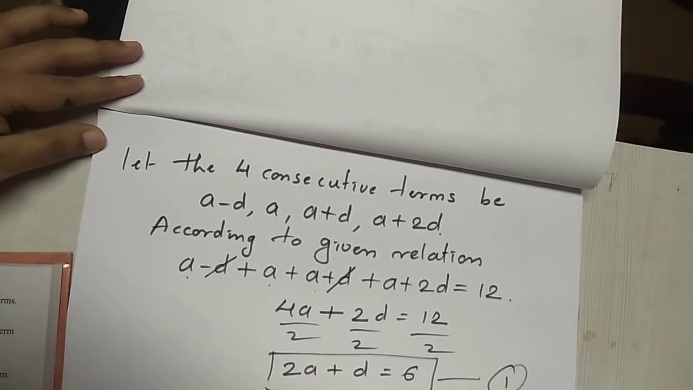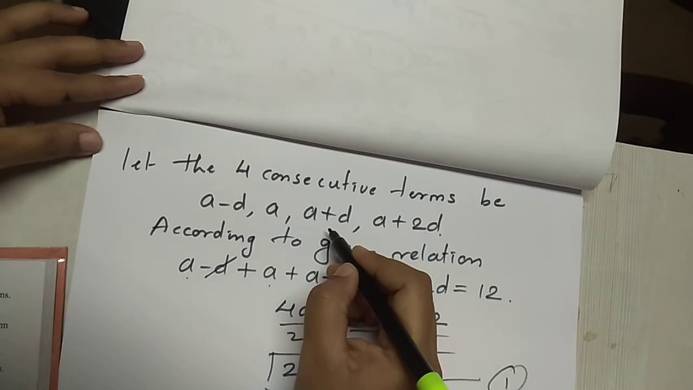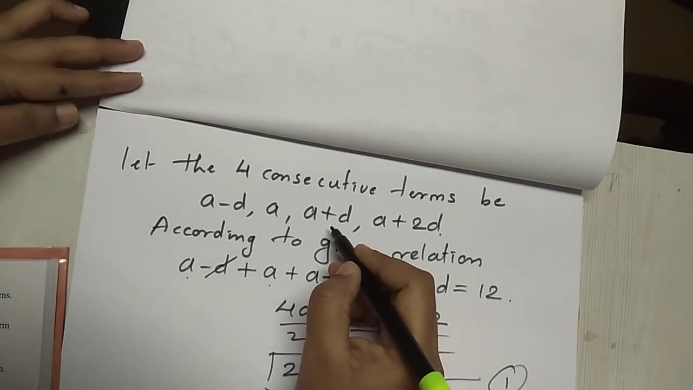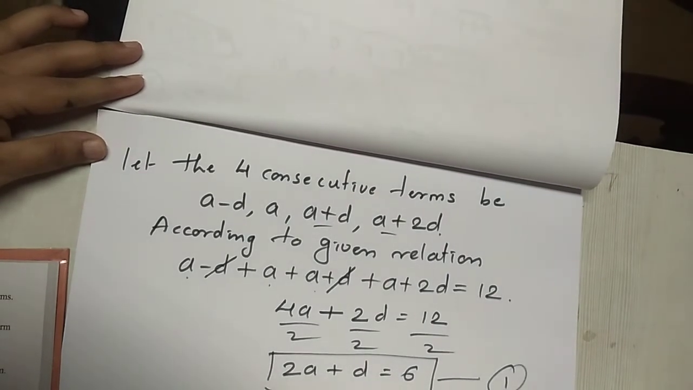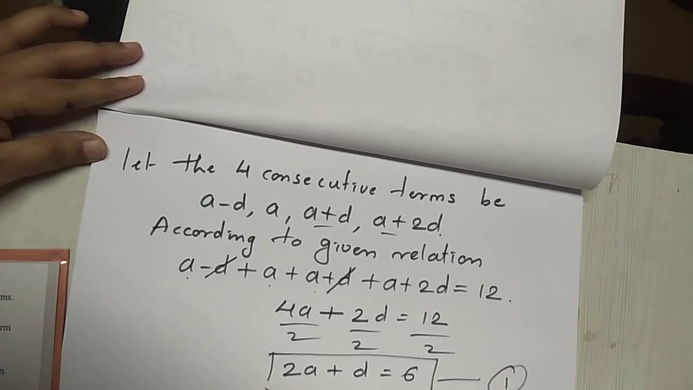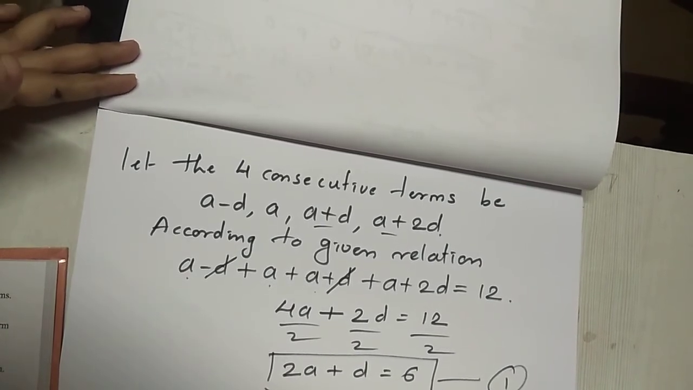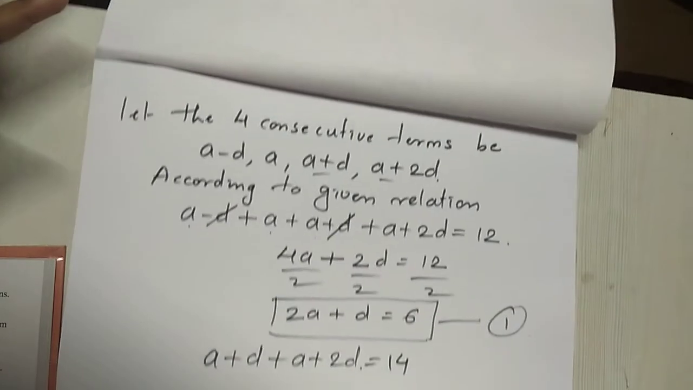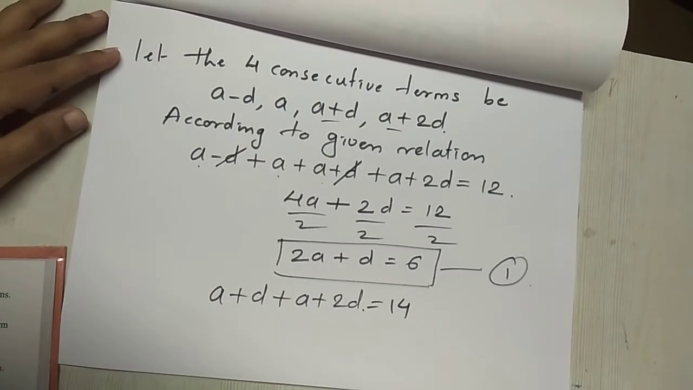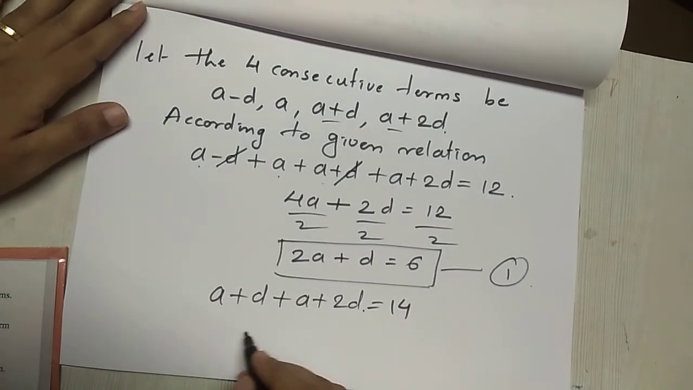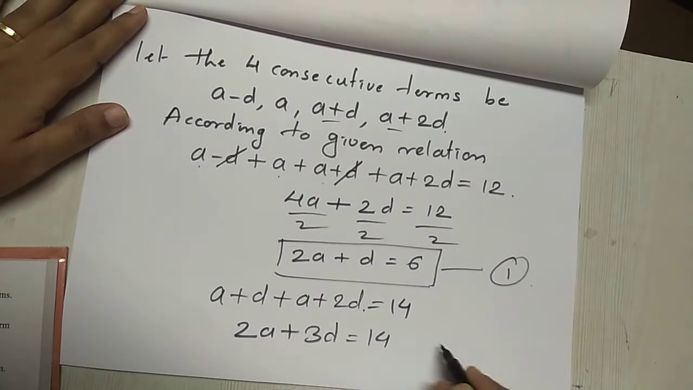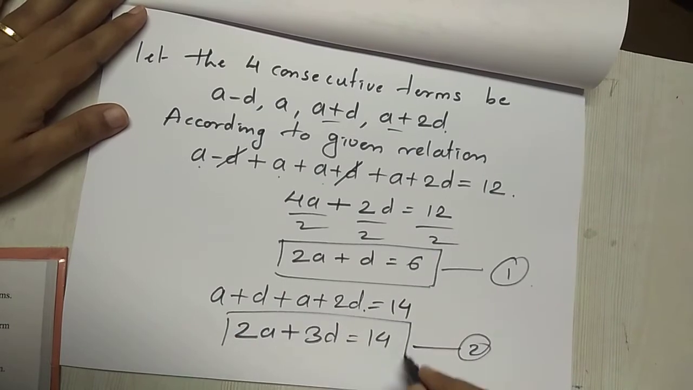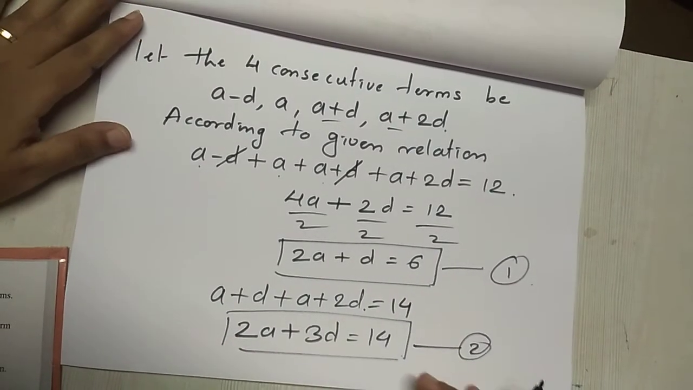Okay, now the second relation which is given is that the total of the third and fourth term is 14. So the third term is a plus d and the fourth term is a plus 2d. The total is given as 14. So this will be 2a plus 3d equal to 14. This will be equation number 2. Again we have two equations with a and d. We have to solve them now.